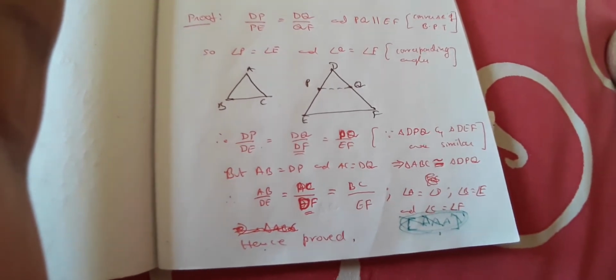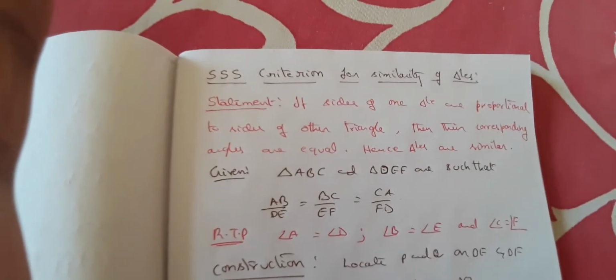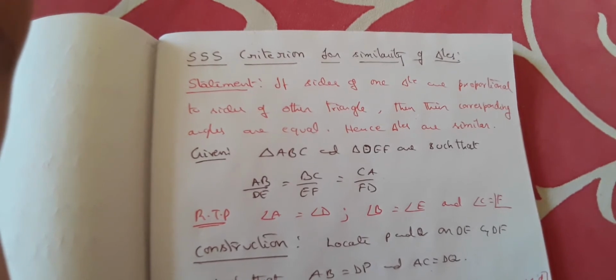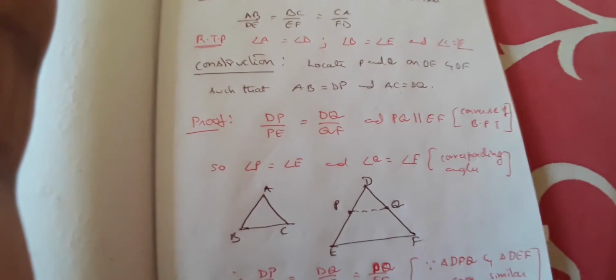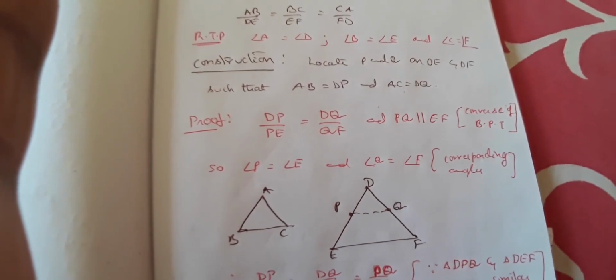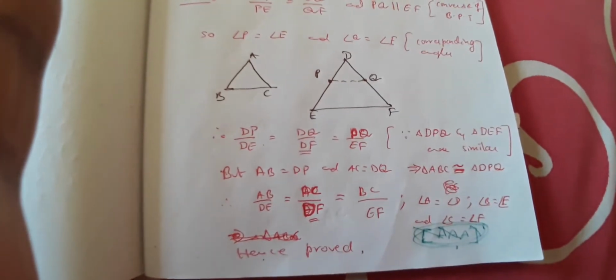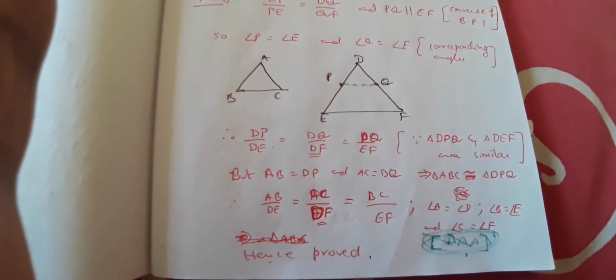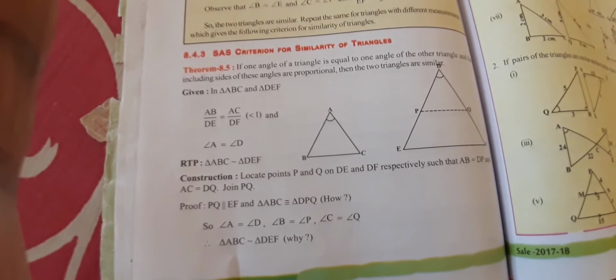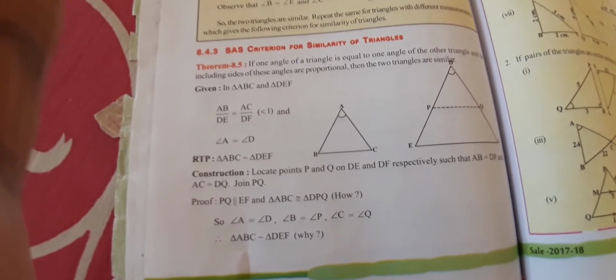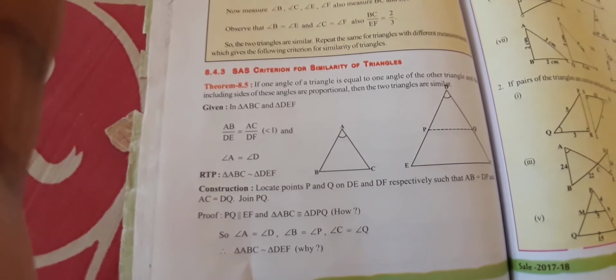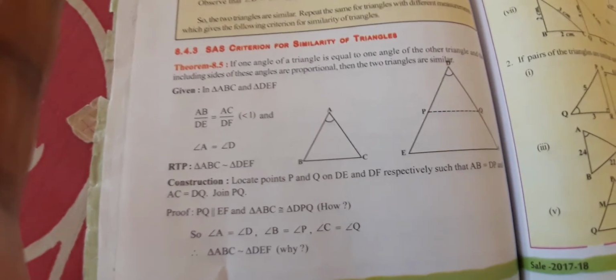Okay, children, so take the screenshot. So statement, given and required to prove. Then the construction part. Then the proof part. Then the last one, side angle side criteria for similarity of triangles. See, don't get confused. Already we used the side angle side of congruency. Right? Now we are using it for similarity.